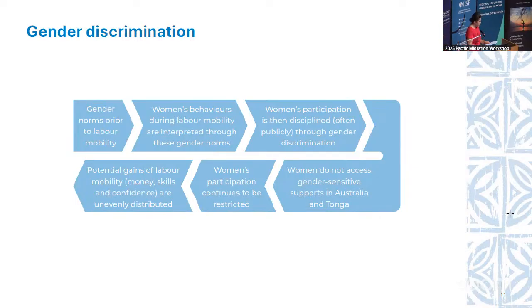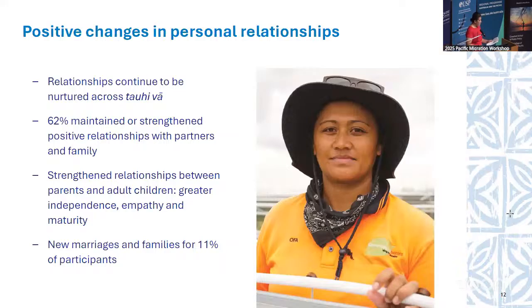The positive impacts of labour mobility: by far the most significant impact that occurred among the participants was positive changes in their personal relationships. Family relationships continued to be nurtured around tauhiva, which is the practice of consciously taking care of. And it does not stop or cease as much as other research on the scheme has suggested. In addition to strengthened relationships between partners, participants also spoke of improved relationships between adult children and their parents. Parents saw their children in a different way, and because of this, adult children gained confidence.